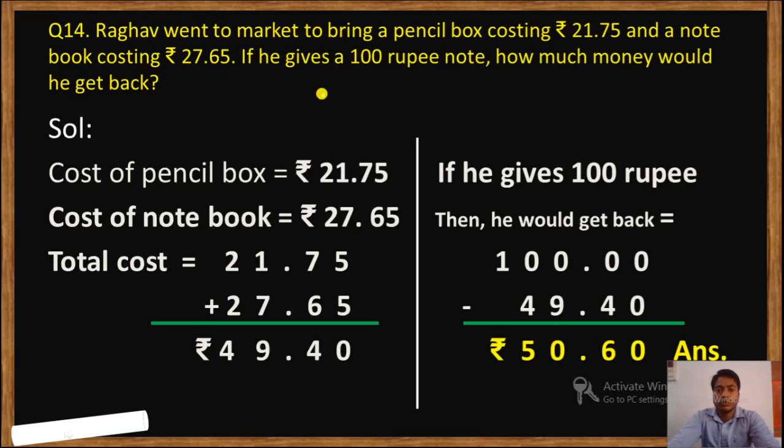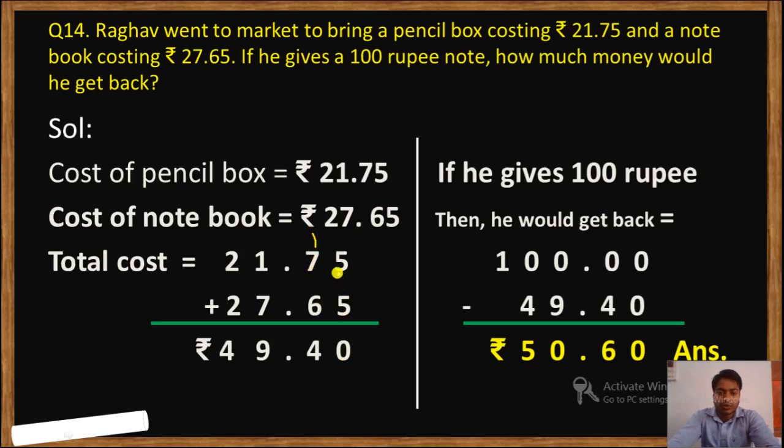So how to find out? By adding both the amounts. Okay, so we have the cost price of the pencil box, that is 21.75. Then we have the cost price of the notebook, that is 27.65. So we have to find the total cost, so we have to add both the amounts. Okay, so 21.75 plus 27.65. When we add 5 plus 5, 0, we write 0 here and 1 carry for this column.